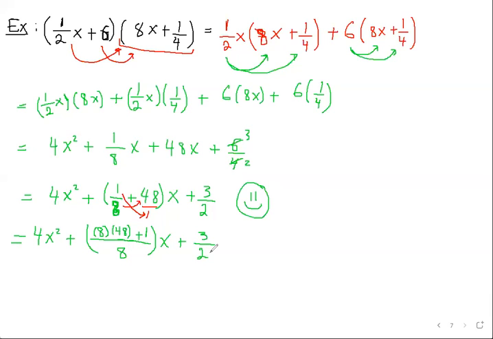Okay, let me give you the last thing of this section. It's called special product formulas. Last thing in this section. Special product formulas.